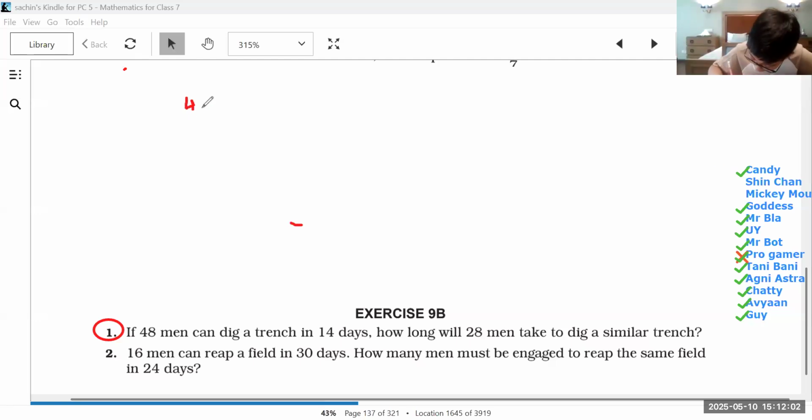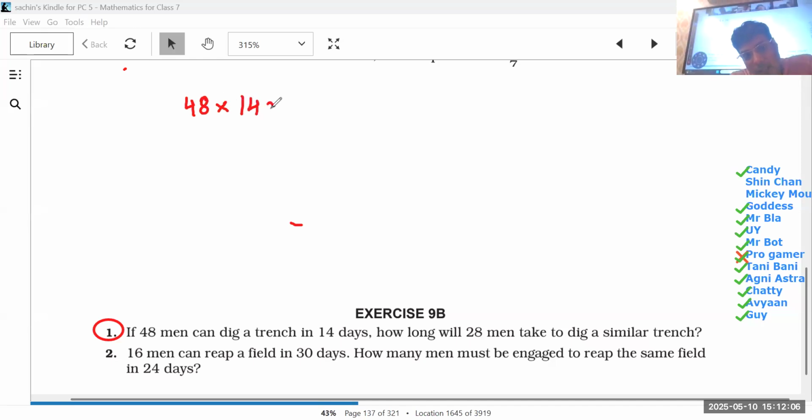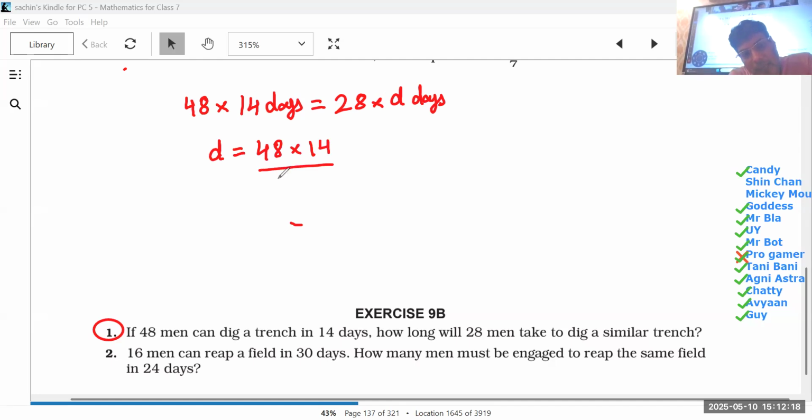So 48 men into 14 days will be equal to 28 men into D days. So D will be equal to 48 times 14 divided by 28, that is equal to 24 days.